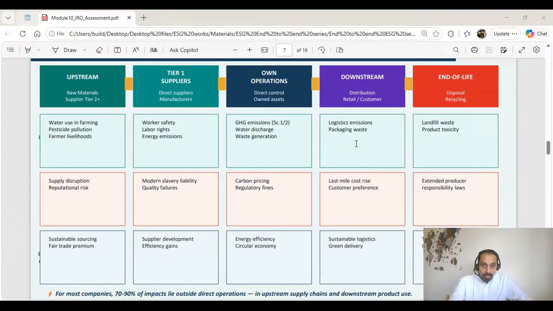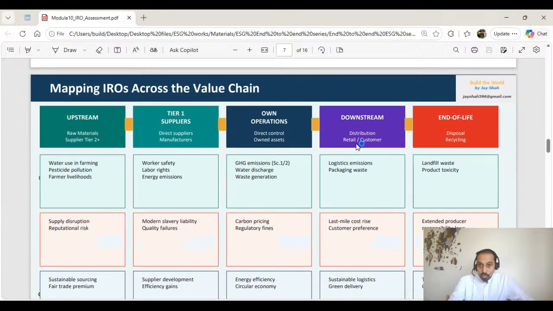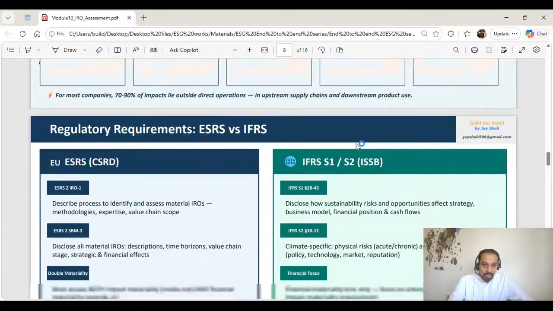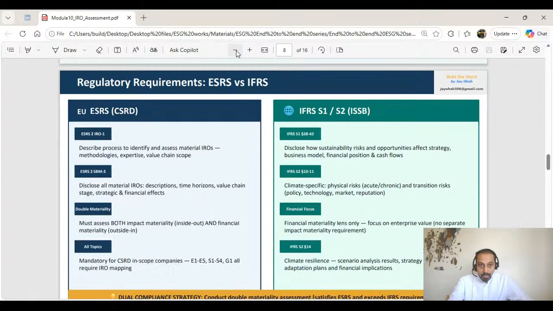An important nuance here is that the value chain approach is not saying you are responsible for every impact across the entire chain. It's saying you need to understand them and exercise appropriate leverage. So these are the overall stages: upstream, tier 1, own operations, downstream, and end of life. Now, to map this out, you have to understand the regulatory requirements from ESRS versus IFRS. Here, I am quickly showing you the financial linkage requirements. Now let's talk about something that trips up a lot of sustainability teams: connecting IROs to financial statements. Both IFRS S1 and ESRS require this.